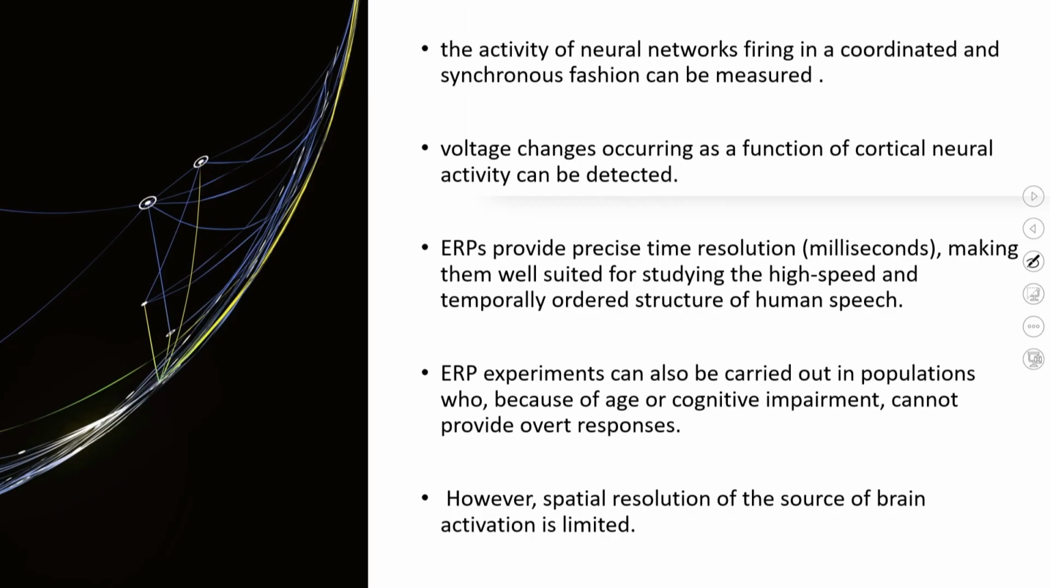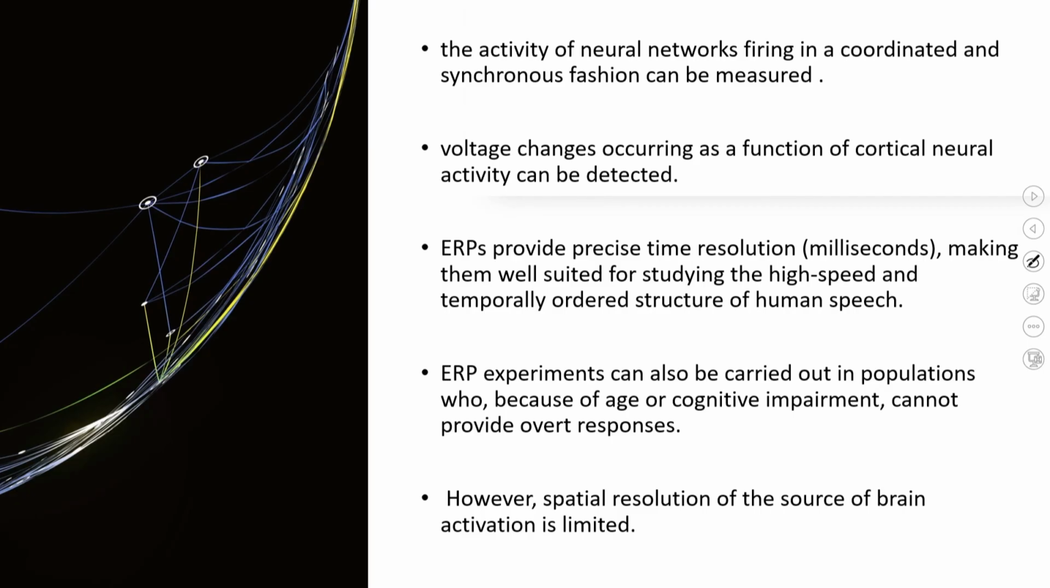Voltage changes occurring as a function of cortical neural activity can also be detected. ERPs provide precise time resolution, because ERPs are very good for temporal resolution, making them well suited for studying the high speed and temporally ordered structure of human speech. So, EEGs are very useful for studying human language because of the very good temporal resolution.